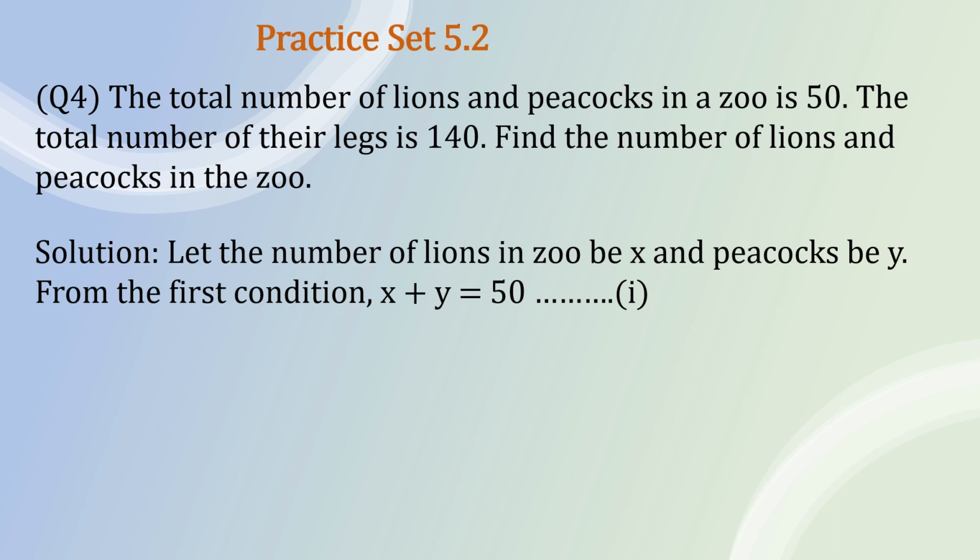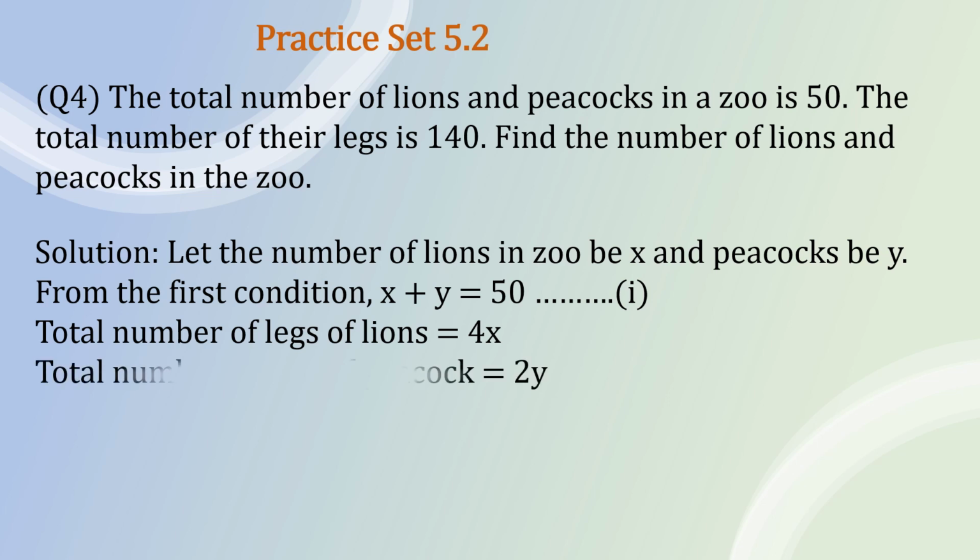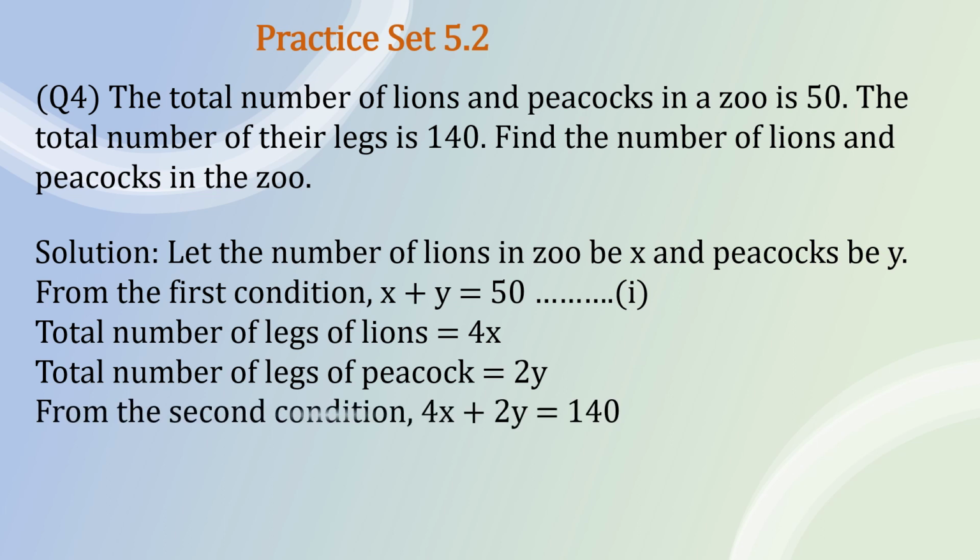So students, you know that a peacock has 2 legs and a lion has 4 legs. So we'll write down total number of legs of lions equal to 4x, and total number of legs of peacocks equal to 2y. So you'll frame your second condition equation, that is, from the second condition, 4x plus 2y equal to 140. Okay students, now you got two equations: x plus y equal to 50 is your equation number 1, and 4x plus 2y equal to 140 is your equation number 2.